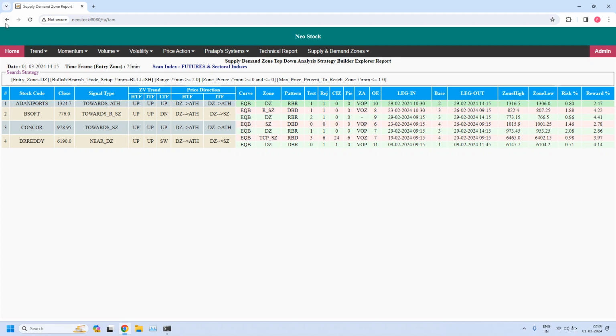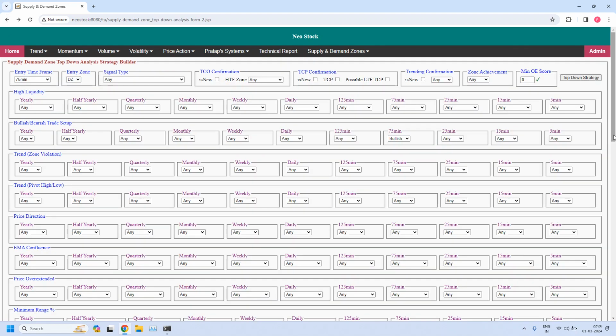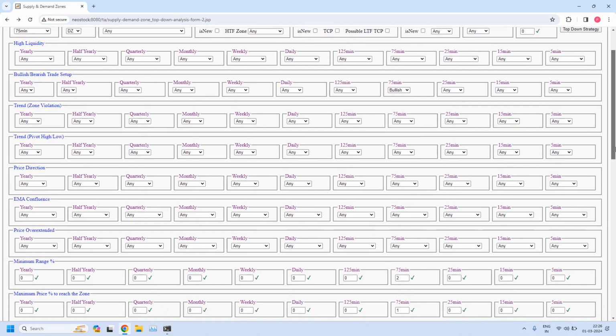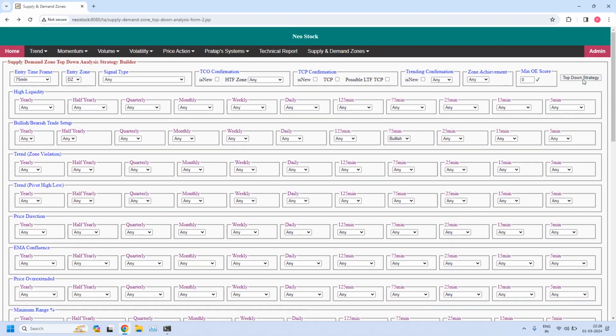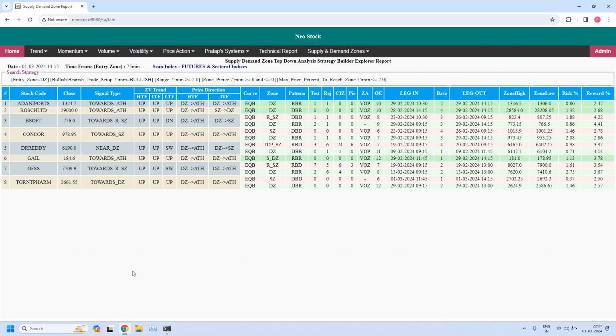So anyway, within 2%, how many stocks are there? Let us look into the list. So in 75 minutes, I'm changing the value 1% to 2%. So within 2%, 8 stocks are there. If the stock price is down by 2% tomorrow, you will get entry in one of these zones. I think this list is good enough for you.